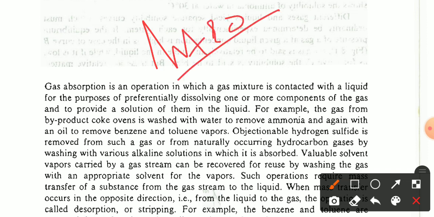Simply, what is gas absorption? The gas absorption is an operation in which a gas mixture is contacted with a liquid for the purpose of preferentially dissolving one or more components of the gas and providing a solution in the liquid.